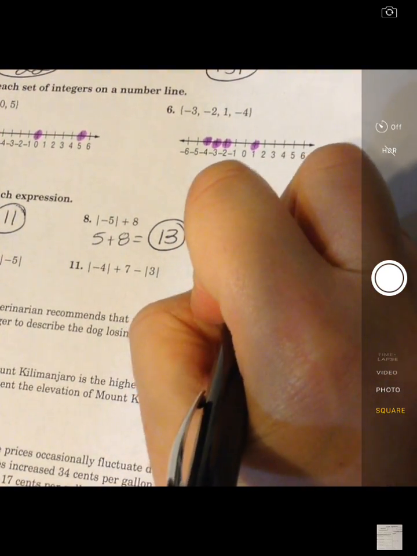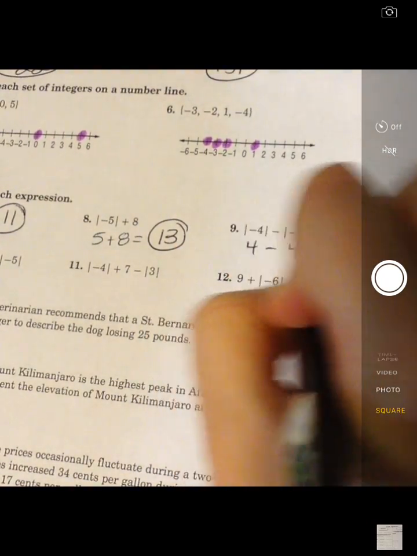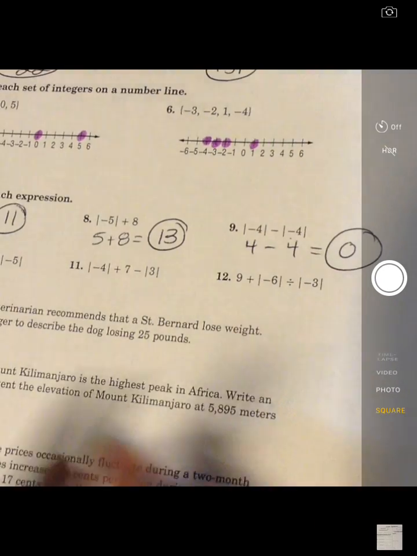Absolute value of negative 4 is 4. So 4 minus 4 gives me an answer of 0.